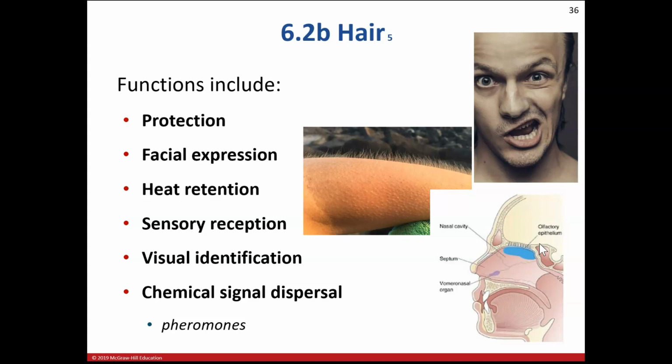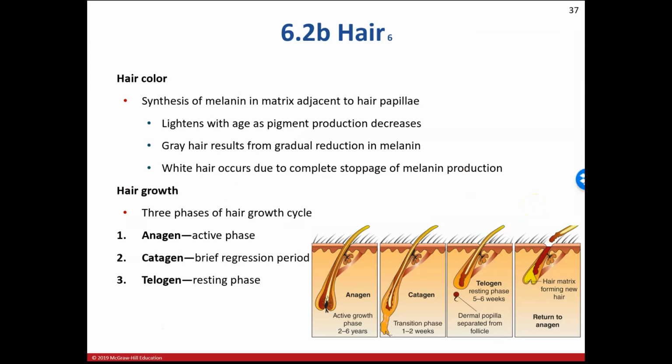attraction for this person. Now for hair color, we're going to have a synthesis of melanin in the matrix adjacent to that hair papillae. It is going to lighten with age as that pigment production decreases, and our gray hairs are going to result from a gradual reduction in that melanin. White hair occurs due to complete stoppage of melanin production, and usually when one hair starts to go gray or white, the surrounding hairs in that area will also do the same thing. And that is due to some of the cellular components that have to do with aging of that hair.